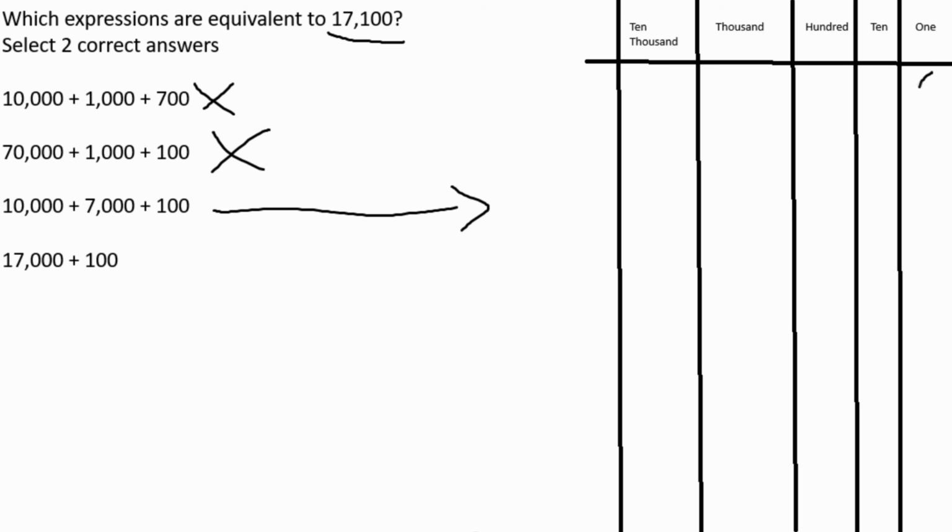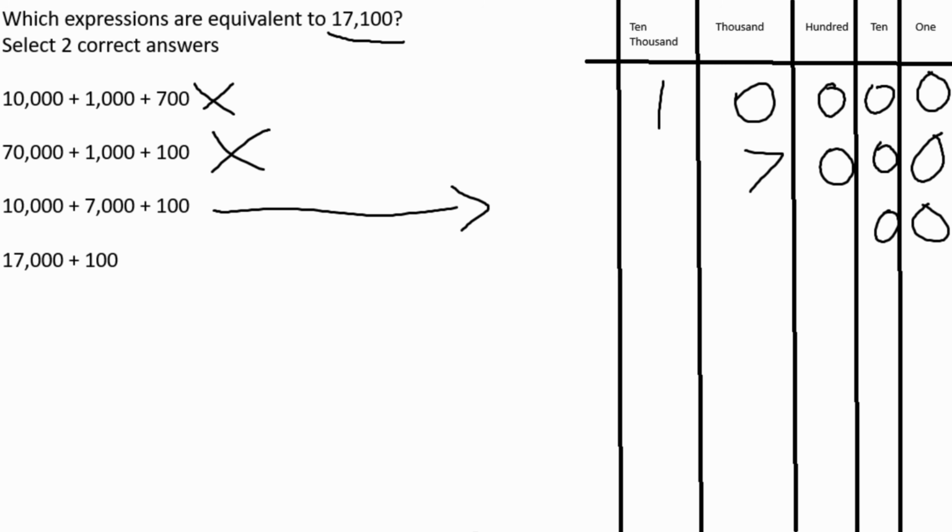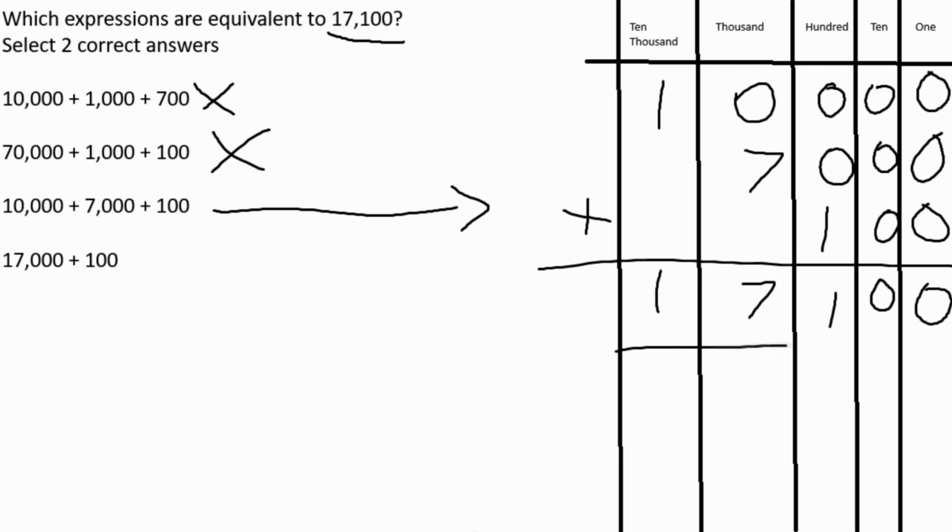We have 10,000. Let's put that in our place value chart. 1 in the 10,000s. We're gonna add 7,000 to that. 0, 7. We're gonna add 100 to that. 0, 1. And we're gonna add all this together. We get a 0, 0, 1, 7, 1. Here we have 17,100. This is correct. It matches what's in our question.